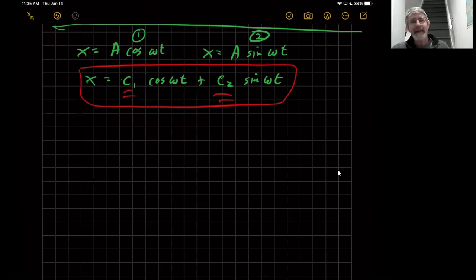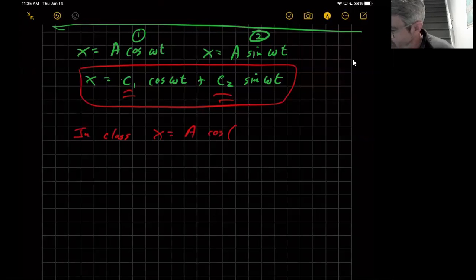So in this video, I want to go over making a general solution, unlike in class where we had talked about adding a phase angle and saying x equals A cosine of omega t plus phi. What I want to show is that it may be easier to work with a combination of sine and cosine instead of that. So here goes.